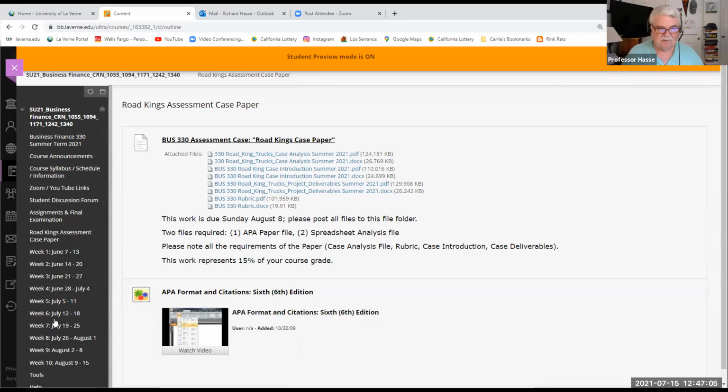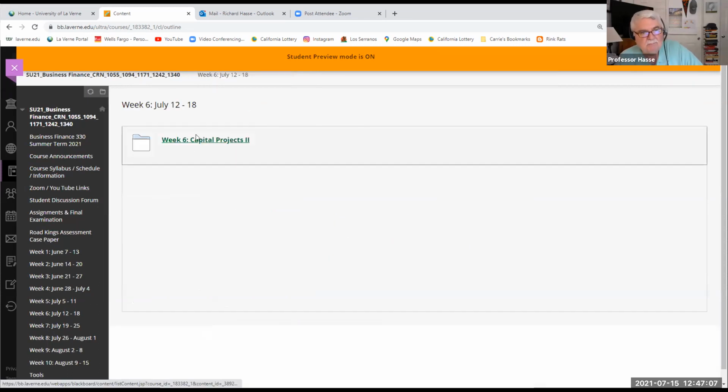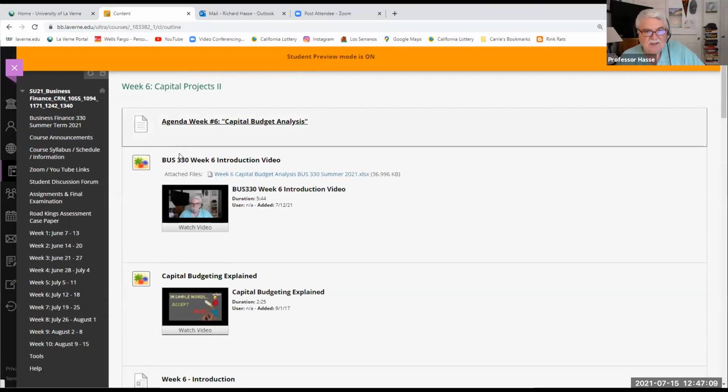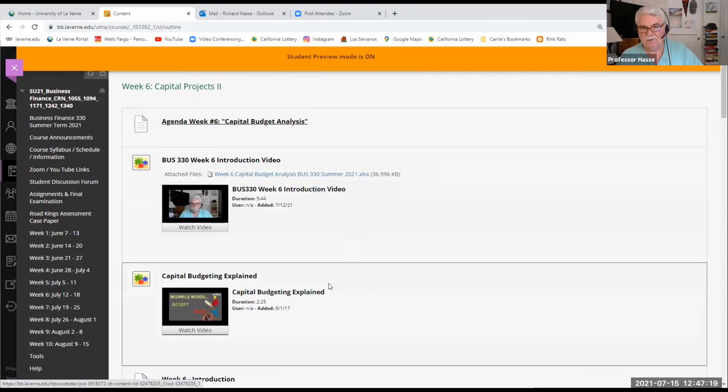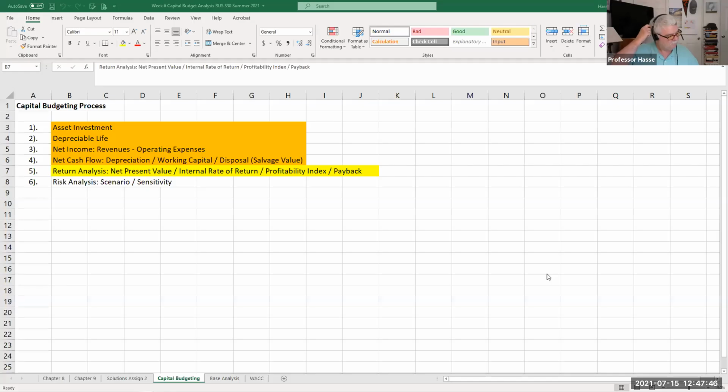In week 6 this week of our Blackboard, I have a file right here, week 6 capital budget analysis. This is part of my introduction video earlier this week. We're now going to create and work on this file. So here we go. Okay, so here's that file folder.